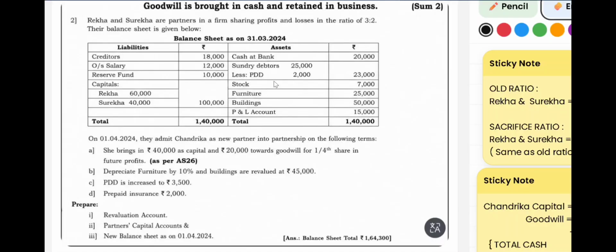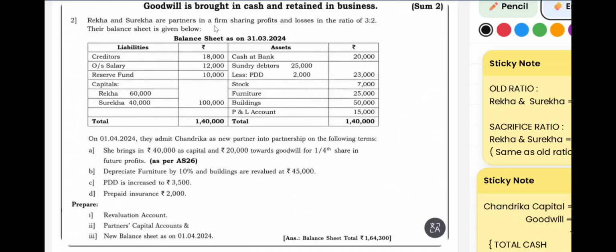Now moving on to the asset side, cash at bank 20,000, sundry debtors we have 25,000. There is an old PDD that is deducted, 2,000. So the debtors in this balance sheet is 23,000. Next we have stock 7,000, furniture 25,000, buildings 50,000, profit and loss account 15,000.